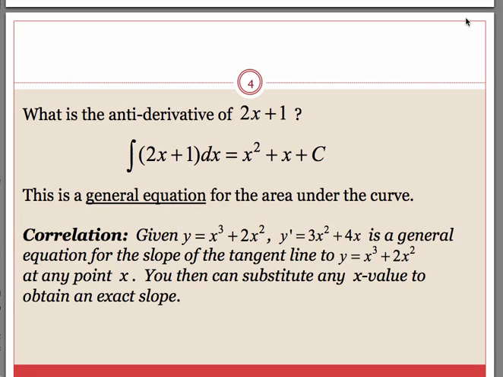So for instance, if we wanted the slope of the tangent line at x equals 1, we would substitute in 1. If we wanted the slope of the tangent line at 2, we would substitute in 2. Well, this is now something similar. That x squared plus x plus c not only represents the original function whose derivative is 2x plus 1, but with a slightly different interpretation, it now represents a general equation for finding the area under a curve.